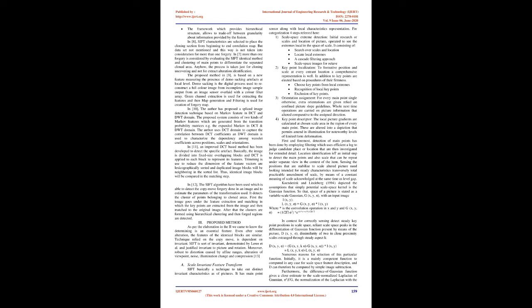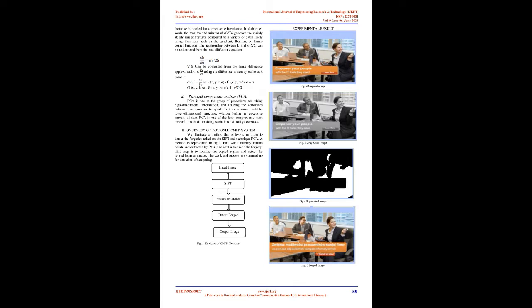In 12, the SIFT algorithm has been used, which is able to detect the copy move forgery done in an image and to estimate the parameters of the transformation used. It detects the clusters of points belonging to cloned areas. First, the image goes through feature extraction and matching, in which the key points are extracted from the image and then matched to the original image. After that, the clusters are formed using hierarchical clustering, and then forged regions are detected.